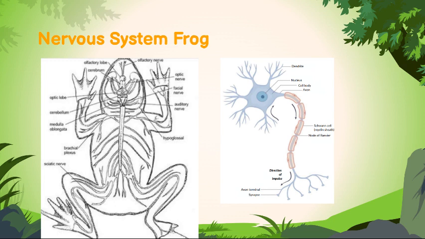Nervous system. The frog's nervous system consists of the central nervous system and the peripheral nervous system. The central nervous system includes the brain and spinal cord. The brain consists of the forebrain, midbrain, and hindbrain. The spinal cord goes from the brain down the back. The peripheral nervous system consists of nerves that transmit sensory information from the environment.